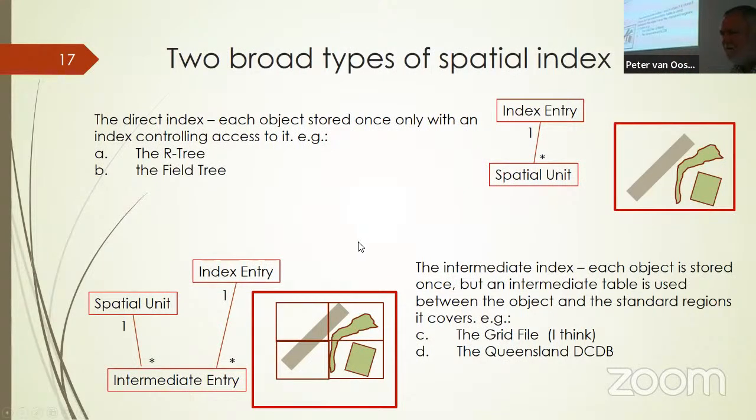So there are two types of spatial index, to my way of thinking. There are the ones which have a straight index entry and a spatial unit within it. And then there are the ones that have an index entry, a spatial unit, and an intermediate entry between them. The first type, like the R-tree and the field tree, the indexing object, which is usually a bounding rectangle, the spatial unit is contained within one only bounding rectangle. The second one, where there's an intermediate entry, you choose a particular size of rectangle and you index the item on every rectangle that it falls within. So the rectangle there in the bottom corner falls within one index.